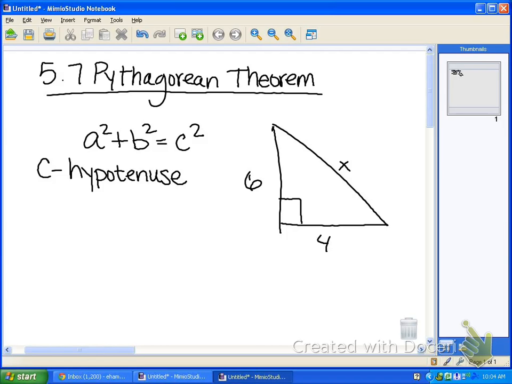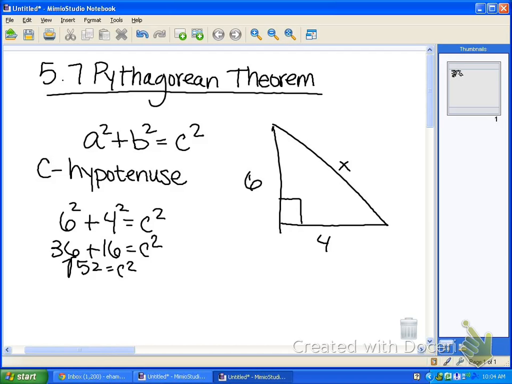But what is A for this? 6. So I'm going to have 6 squared. What if you put A is 4? Is that wrong? No. Okay? Plus 4 squared is equal to C squared. That's what I don't know because that's my hypotenuse. Okay? If you notice in this class, we always kind of talk things out anyway, so it's not like I'm doing anything different. But 6 squared is what? 36. Plus 4 squared is 16.